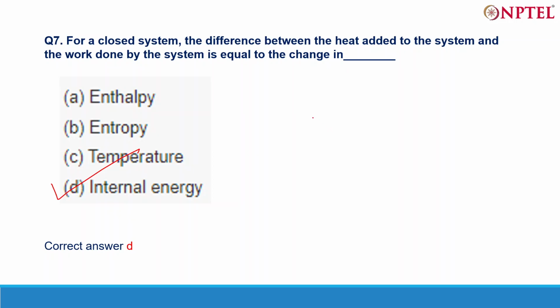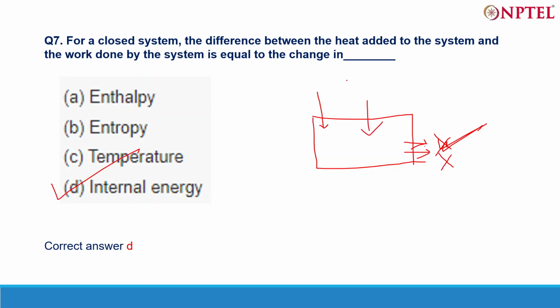So it's saying that there is a closed system. What is a closed system? No mass can transfer, but energy can transfer. For an isolated system, no energy and no mass can transfer. Here, we have added heat Q, and the system has done some work.